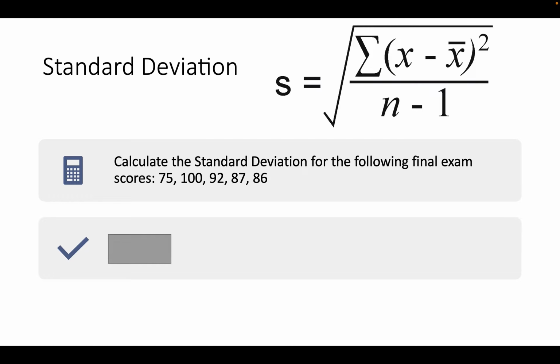All right, so now we're going to calculate the standard deviation for the following final exam scores. All right, let's take a look at it. Go through, subtract your mean once you've calculated it from each one of these numbers, square that difference, sum the different scores together, and then divide by n minus 1. And in this case, we have 5 exam scores, so your n minus 1 is 4. And don't forget to square root there at the end.